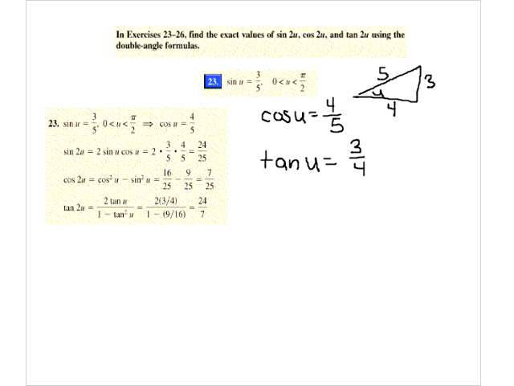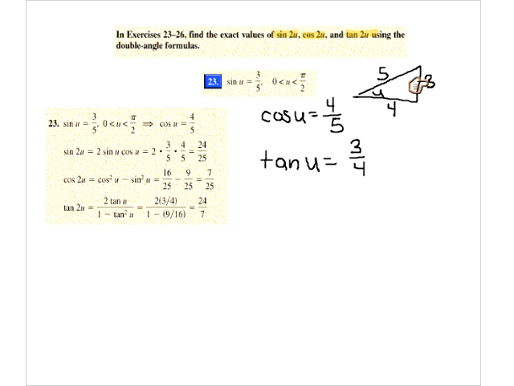All right, next, let's find the exact values of sine 2u, cosine 2u, and tangent 2u. So again, these are all just using your double angle formulas. The only thing you'll need to do is set up a right triangle to find the missing information. So notice that you are dealing in the first quadrant, so everything is positive. Okay, so it's a 3, 4, 5 triangle.